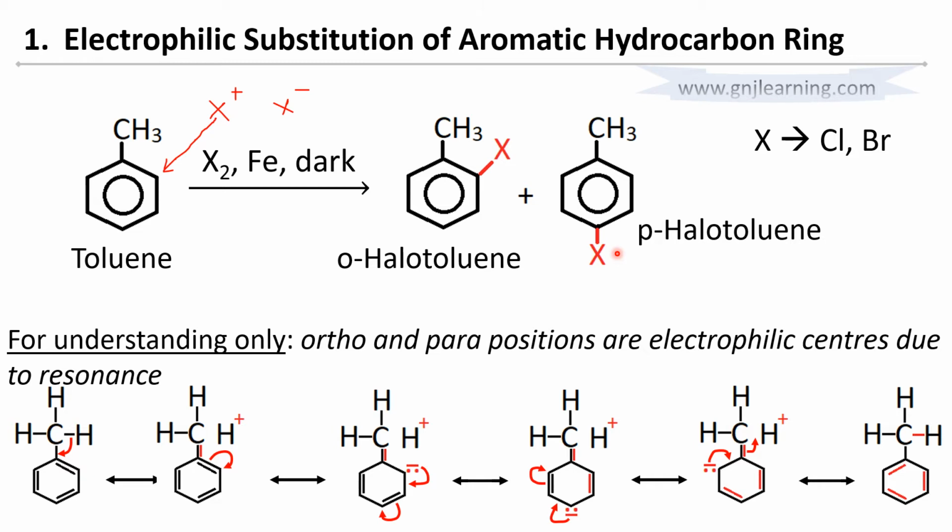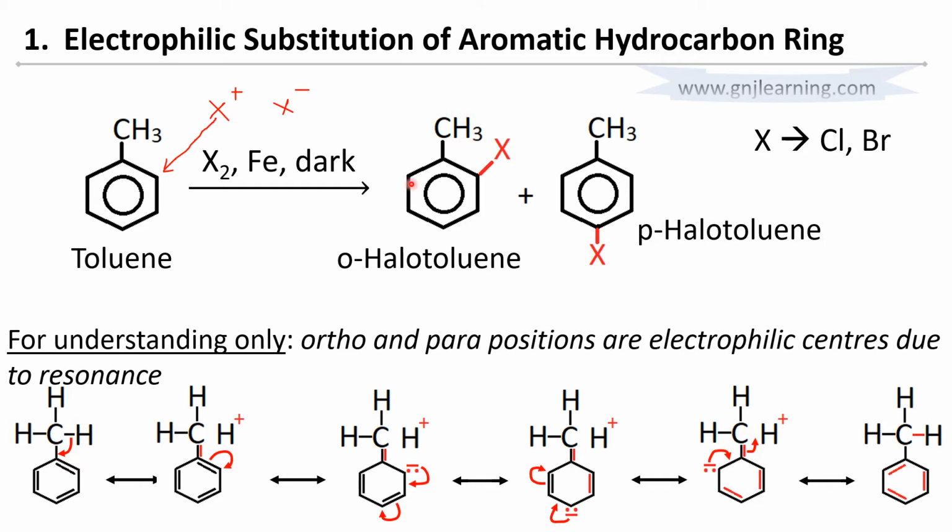Halogen, while he attacks, he can attack both these carbons simultaneously. If a halogen attacks the ortho position of one molecule, it does not attack the para position of that same molecule. He is attacking the para position on another molecule. That's the peculiarity of this group here.